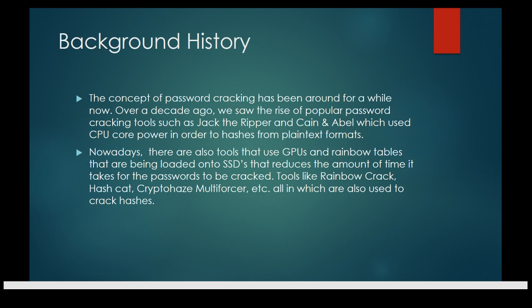Background history. The concept of password cracking has been around for a while now. Over a decade ago, we saw the rise of popular password cracking tools such as John the Ripper and Cain and Abel, which use CPU core power in order to hash from plain text formats. Nowadays, there are also tools that use GPUs and rainbow tables that are being loaded into SSDs that reduce the amount of time it takes for the passwords to be cracked. Tools like RainbowCrack, Hashcat, and CryptoHaze Multiforcer are all used to crack hashes.